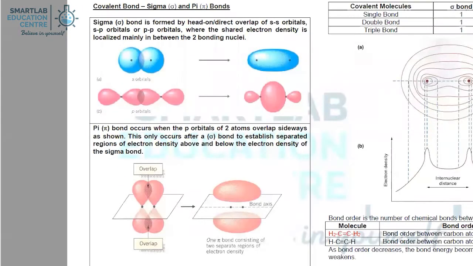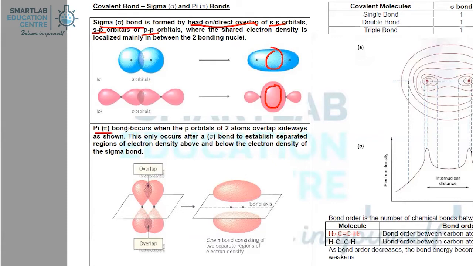Let's take a look at how covalent bonds are formed when orbitals overlap. There are two types of covalent bond, sigma and pi. A sigma bond is formed by head-on or direct overlap of s to s orbitals, s to p, or p to p orbitals. The shared electron density is primarily located in between the two nuclei.